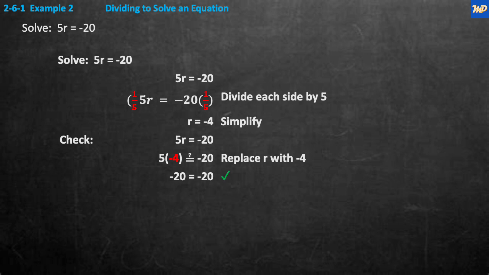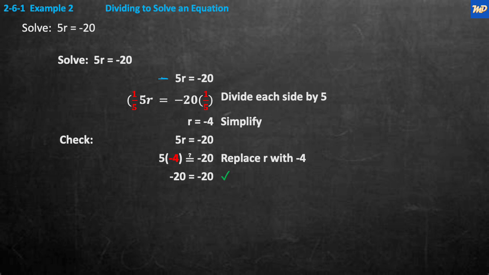So here says example 2, dividing to solve an equation. It's really not much or any different, truly, than what we had just previously done. So it says solve 5r is equal to negative 20. So we're going to solve that. First off, we're going to write the equation. 5r equals negative 20.